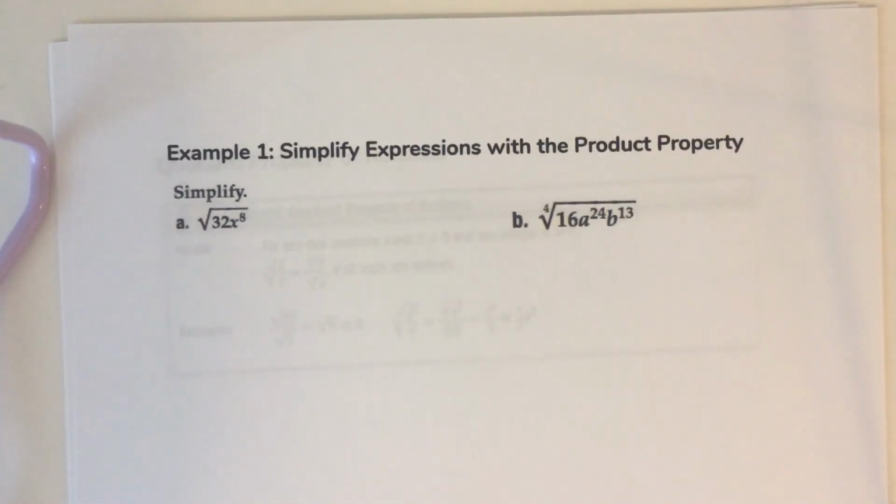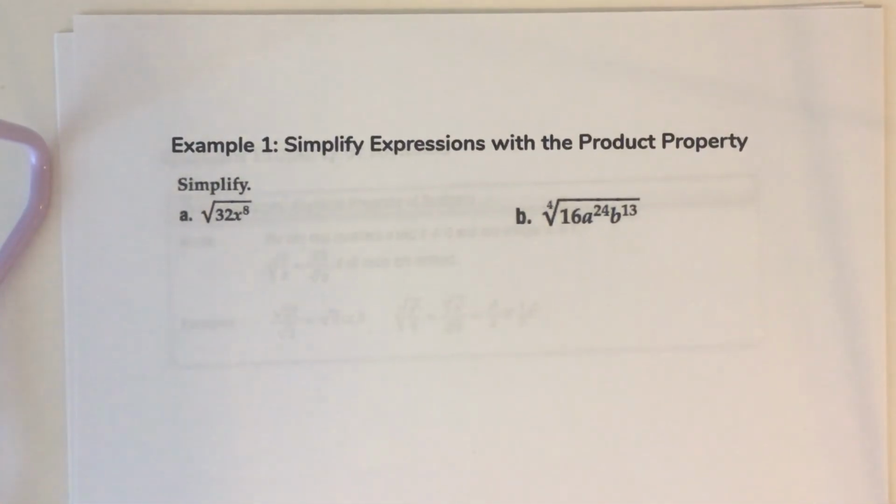Okay, example 1, simplify expressions with the product property. Basically, we're going to do the exact same thing that we did in section 6.4, but now we're going to have something left over. We're not going to have complete perfect squares the whole time that just gives us a nice result at the end. It's going to have a little bit left over, which we've actually worked with a little bit before.